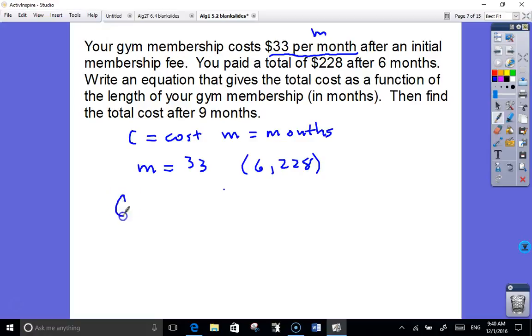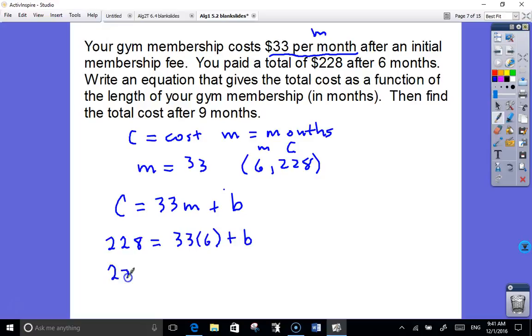So here's our equation. C equals 33 times the number of months plus a b that we don't know. But this is not x, y. This is actually m and c. So we can plug in this equation. 228 goes on the left. I got that wrong, don't I? Because we're using m for months, so I have to fill in 6, plus b. Do the math. 228 equals, what's 6 times 33? 198 plus b.